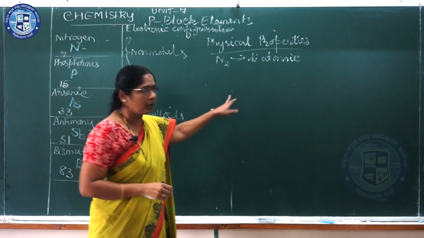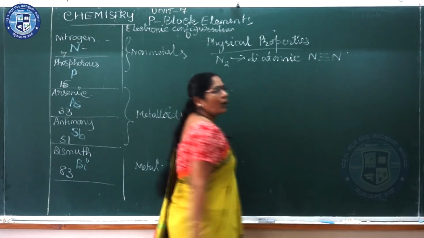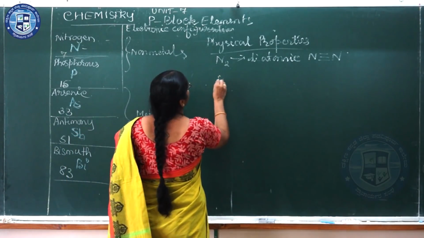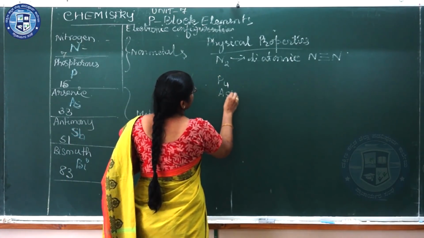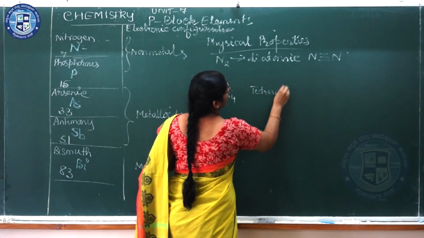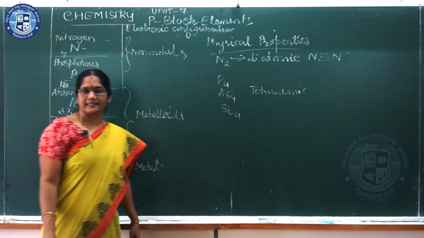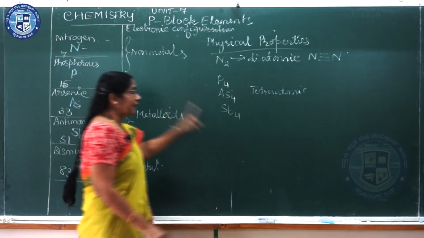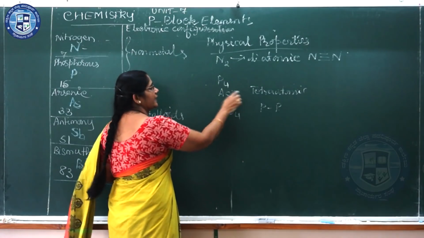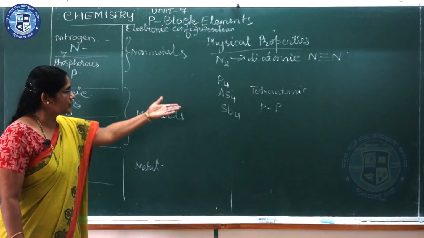Diatomic molecule with atomicity 2, with a triple bond, 3 covalent bonds between 2 nitrogen atoms, whereas all the others exist as tetraatomic molecules. These 3 exist as tetraatomic molecules, but with only single bonds between them: P4, As4, only single bonds. There is no triple bond or multiple bond like nitrogen in the other two.